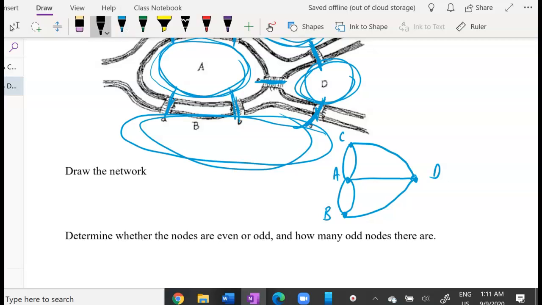So let's, again, pause the video, see if you can figure out how many lines are at each node. There's only 4 nodes here, and then determine whether it's traversable or not. Okay, I'm going to pause it, and I'm going to write in the number of lines at each node. Okay, so all of the nodes in this network are odd, and there's more than two of them. So therefore we know by Euler's law that this network is not traversable.